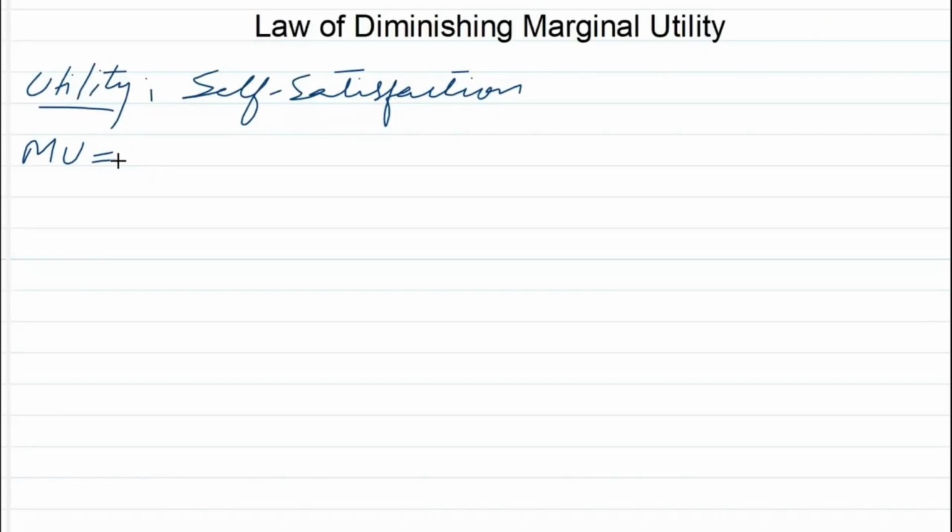So marginal utility is calculated as change in total utility. The delta sign shows change. Marginal utility is change in total utility divided by change in quantity consumed. We will also explain this concept numerically. And the next term is total utility. Total utility is the total satisfaction that we derive by using a certain quantity of a good or service.